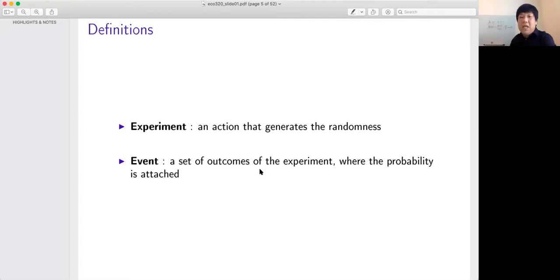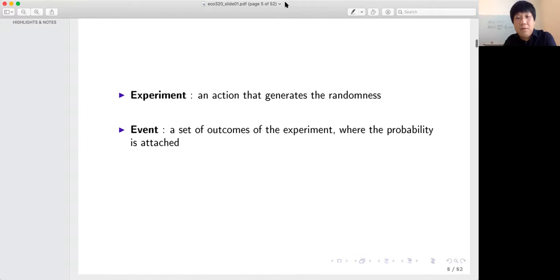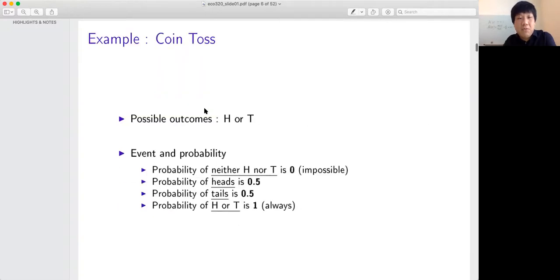These are the events, a set of outcomes from the experiment, for example, a coin toss is head or tail. The probability of neither head nor tail is 0 because it's impossible. If you flip a coin, you have to get either head or tail. But if this is a fair coin, then the probability of head is 0.5, the probability of tail is 0.5, and the probability of head or tail is 1 because that always happens.